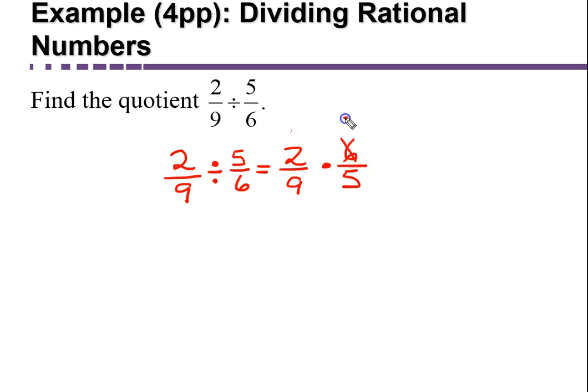3 will go into 6 twice. 3 will go into 9 3 times. And that's all we can do. So 2 times 2 is 4. 3 times 5 is 15. And there's our answer.